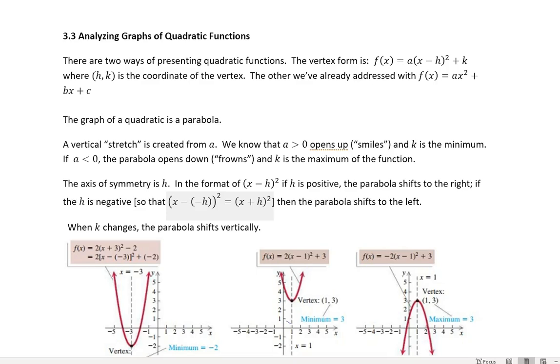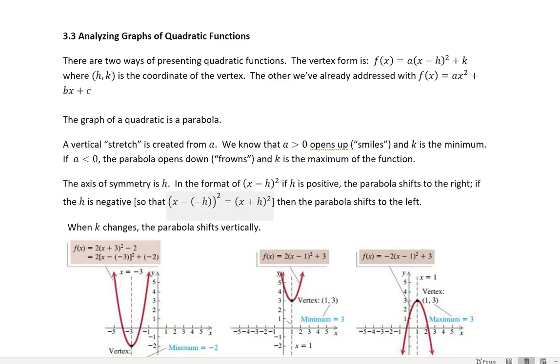Alright, this is going to be covering 3.3, Analyzing Graphs of Quadratic Functions, and this is part 1. There are two ways of presenting quadratic functions, and we have talked about the one where we have ax squared plus bx plus c, and that's the one that most people are aware of, okay?